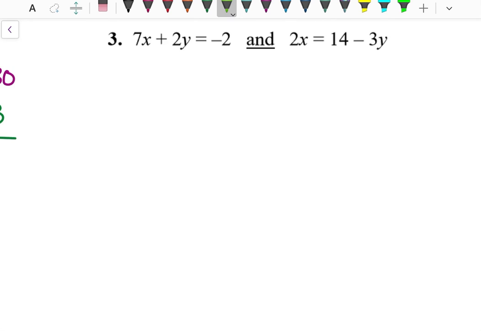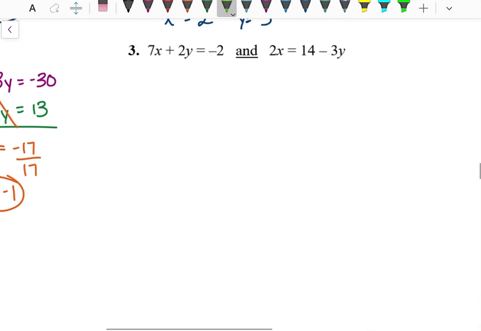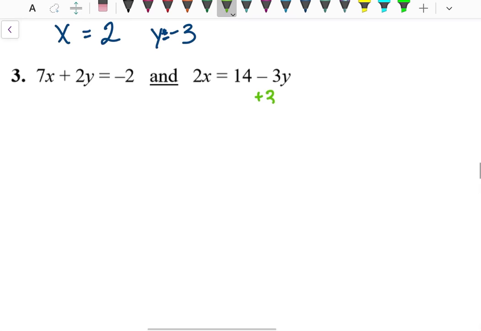So first we've got to get these both in standard form. This one is not in standard form, so I'm going to move this minus 3y by adding it to both sides. So I get 2x plus 3y equals 14. And now that's in standard form. So I'm going to put this one below it because I like to line them up.